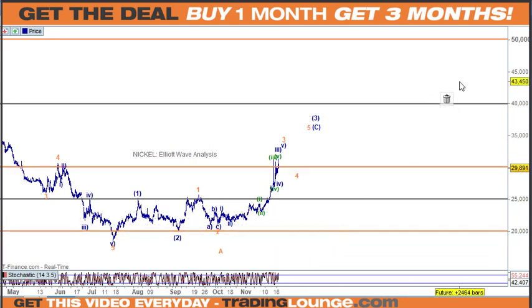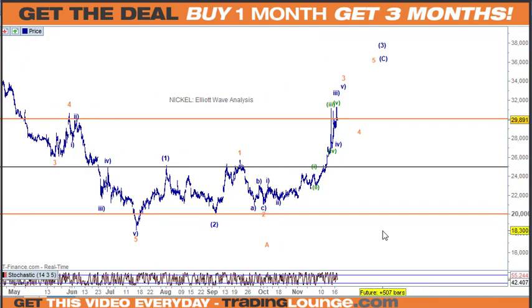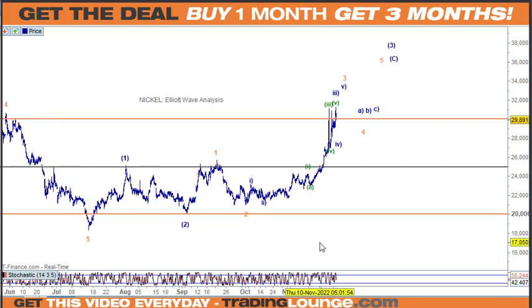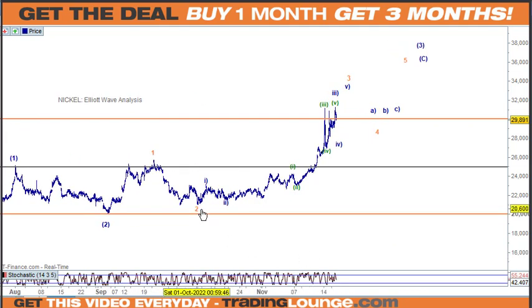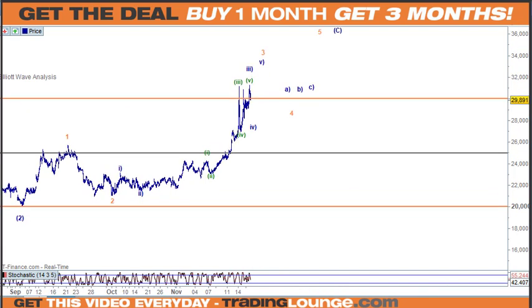But that's nickel. Just cleaning some of this up. Less objects on the chart, the better. I could use this up here, I think. Alrighty, well, that's nickel.